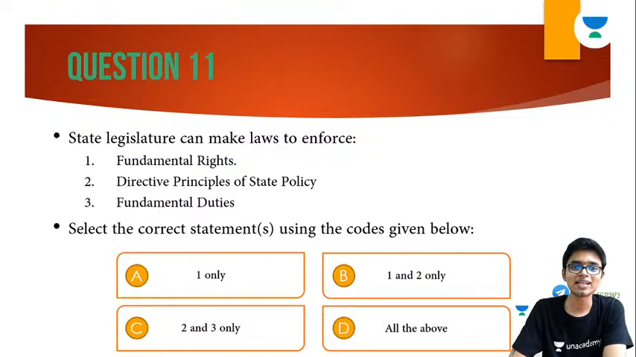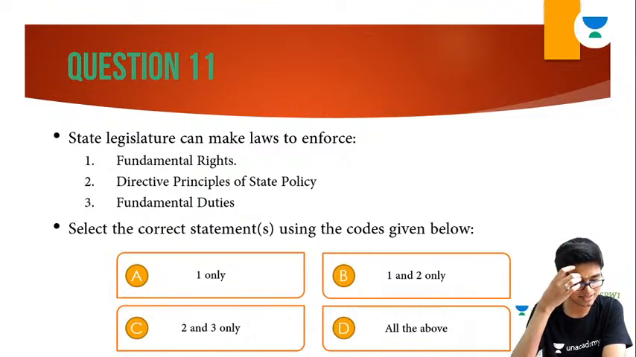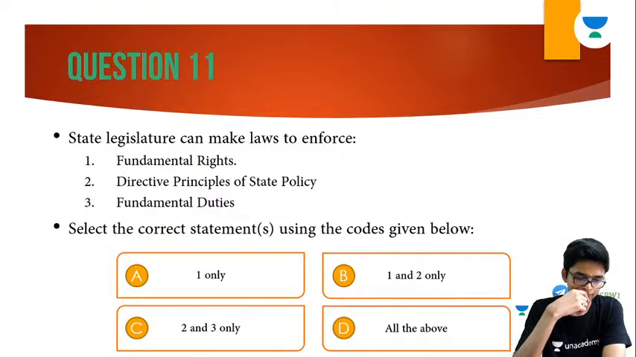11th question. State legislature can make laws to enforce dash: 1. Fundamental rights. 2. Directive principles of state policy. 3. Fundamental duties. Select the correct answer. Yes, exactly. Question 11. How many of you can get this? In my life, I'm saying it is B, 1 and 2. What about others?